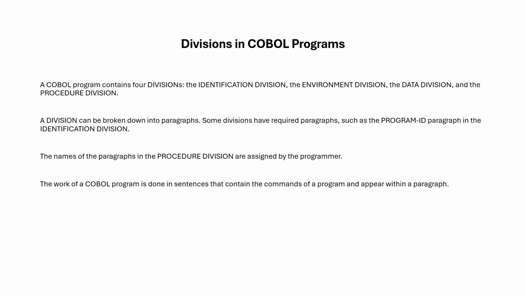A COBOL program contains 4 divisions: the identification division, the environment division, the data division, and the procedure division. A division can be broken down into paragraphs, and some divisions have required paragraphs, such as the program ID paragraph in the identification division. The names of the paragraphs in the procedure division are assigned by the programmer. The work of a COBOL program is done in sentences that contain the commands of a program and appear within the program.